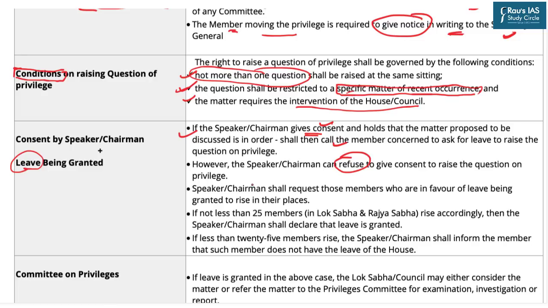The Speaker or the Chairman requests those members who are in favor of the leave being granted to rise. If those members are not less than 25, in case of Lok Sabha as well as Rajya Sabha, they rise and vote in favor of the leave. The Speaker or the Chairman shall declare that the leave is granted. And if the strength is below 25, the Speaker or the Chairman shall inform the member that such member does not have the leave of the House.